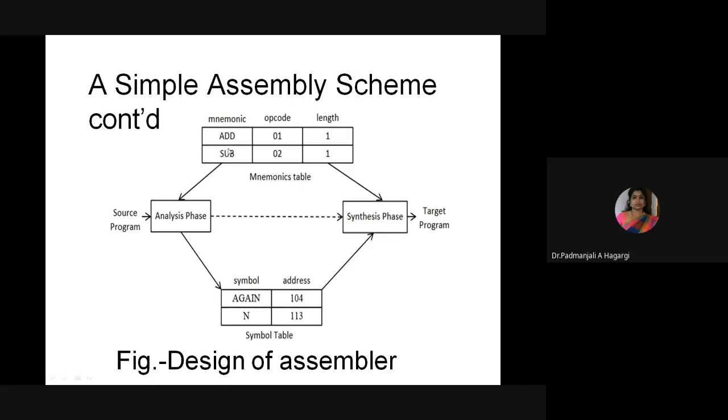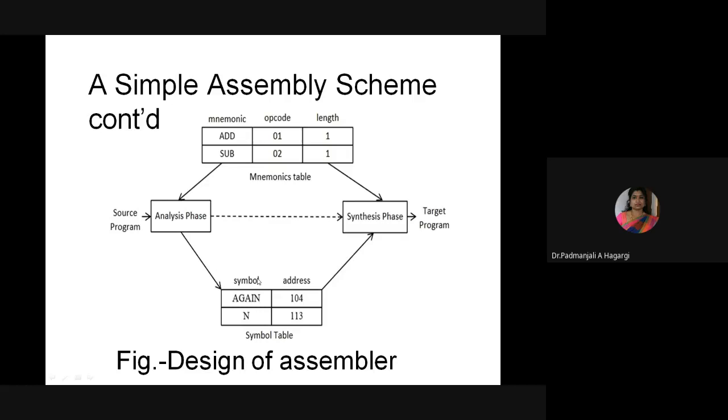As I said, add itself is an instruction, and this instruction will have an instruction code. Here I have taken the example: for add the instruction code is 01, and for sub the instruction code is 02, and the memory length is 11 for each of those. And from the source program, where the analysis phase starts, to the synthesis phase for the generation of the object code, two types of tables are generated.